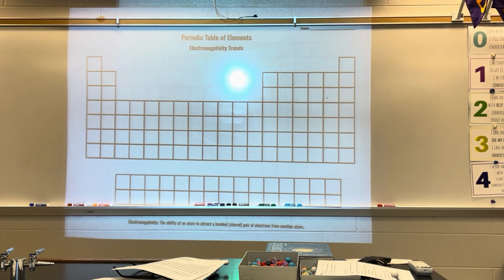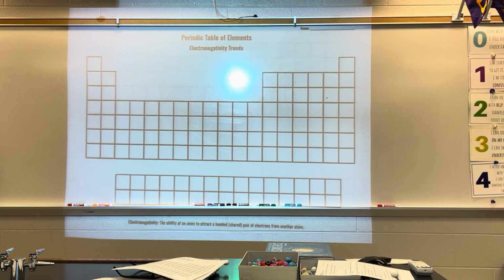Alright. The distance from. No, that's the wrong one. The ability of an atom to attract a bonded pair of electrons from another atom. The ability of an atom to do what? To attract. To attract, okay? It's an atom's attraction for a shared pair of electrons. What is a shared pair of electrons? What type of bond is that going to be? Covalent. In a covalent bond, okay?